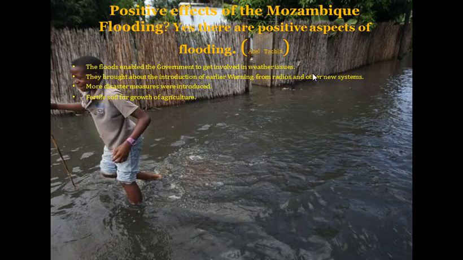Fertile soil. Now we go to positive effects of the Mozambique flooding, because there were some positive effects of the Mozambique flooding. More disaster measures were introduced. Fertile soil for growth of agriculture. The floods enabled the government to get involved in the weather issues, and they brought about the introduction of area warnings from the radios and other news systems.